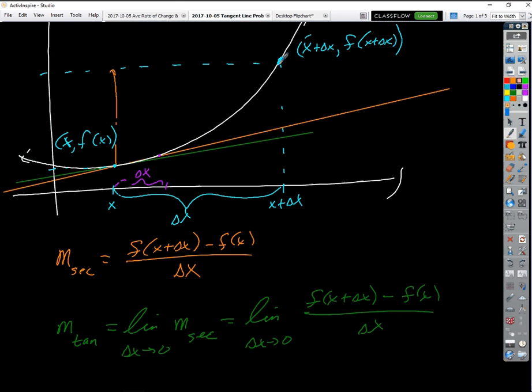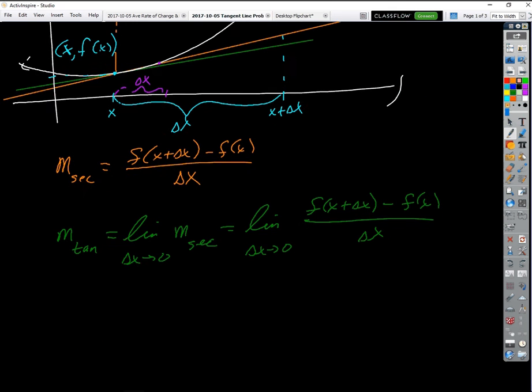And then we're going to take the slope of the secant line, and by taking the limit as delta x goes to 0, we effectively back this point up to where it overlaps with the first point, and in the limit it becomes the slope of the tangent line, which is the holy grail of calculus. That's why we developed it.